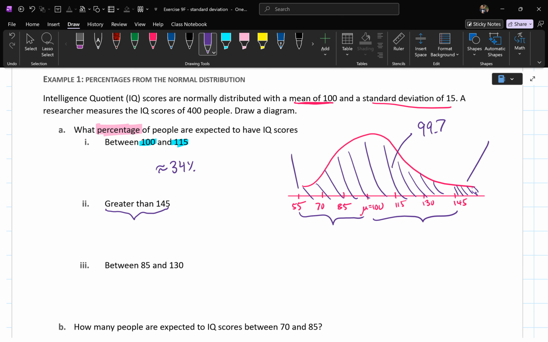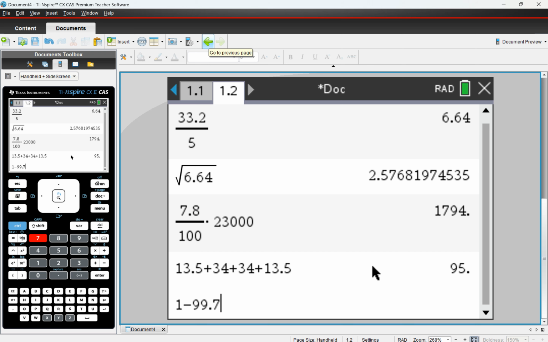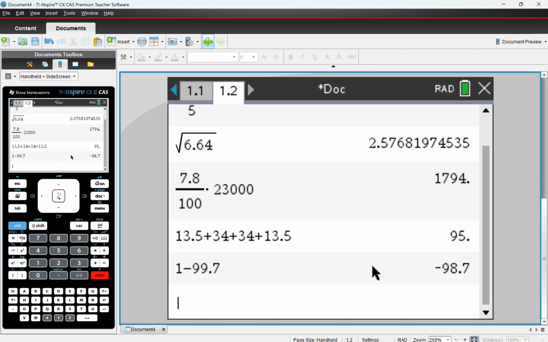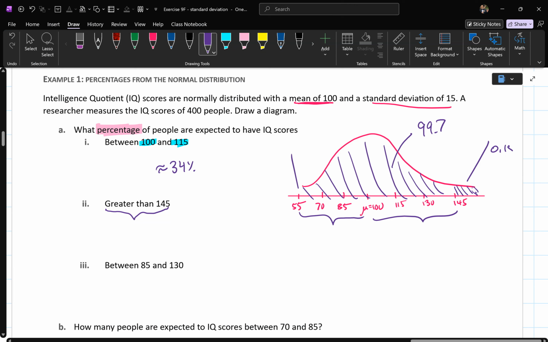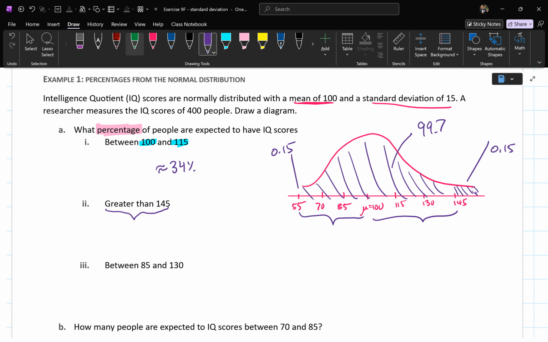What's left over? Yeah, 1 minus 99.7. Oh, what did I do wrong? 100. 100 minus 99.7 is 0.3, but then if you divide 0.3 equally for both sides, it makes sense. This is 0.15 on either side. Okay, so can you see how I'm separating it? 3 standard deviations was 99.7. So the leftover is 0.3, but you have to divide it in 2 to have it symmetrical. So that's why it makes sense.